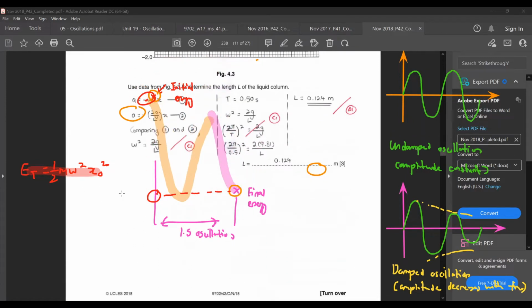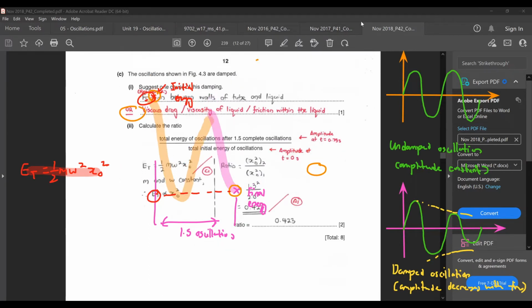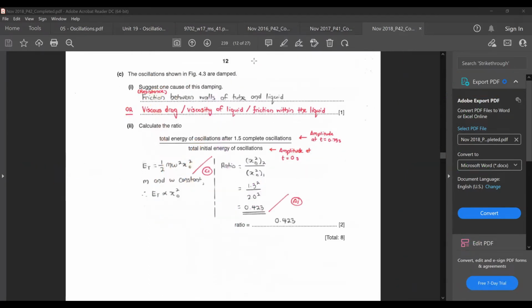Okay, so how do you get the final answer eventually? You just look at it like this. Et is half m omega square x naught square. The mass and the omega are constant. Therefore, Et is proportional to amplitude square. So the ratio of the energies will be the ratio of the amplitude squares. So in your case, it will be 1.3 square divided by 2 square, giving you 0.423. Okay.